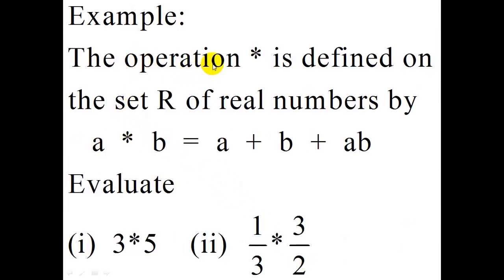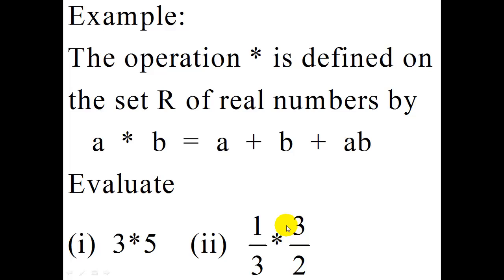Example: the operation, this is the operation sign, is defined on the set R of real numbers by A operated on B is equal to A plus B plus AB. So this is the rule. The rule says that if you are operating A on B, it is equal to the sum, that is A plus B, plus the product. So now let's look at the question that follows. Evaluate 3 operated on 5, and 1/3 operated on 3/2.